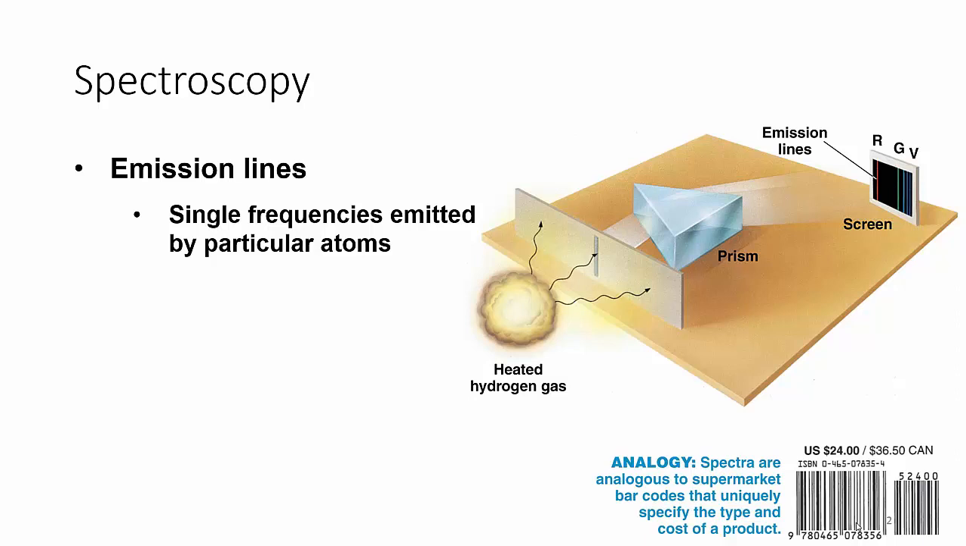If you take a heated gas and you put it through a spectroscope, so instead of a light source, you actually have a heated gas that's glowing, and put it through the prism, you'll separate the colors. Now, if you look there, you can see kind of a red, a green, a violet. Those are called emission lines. Those are the colors that that particular element is giving off. And it's kind of like a barcode where each element has its own emission lines.